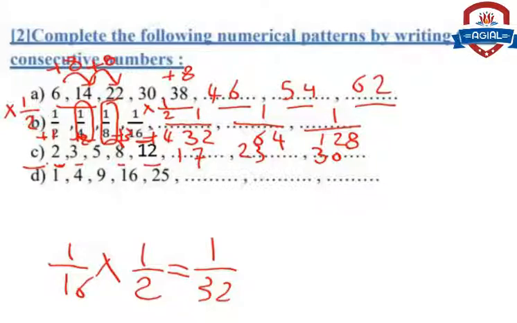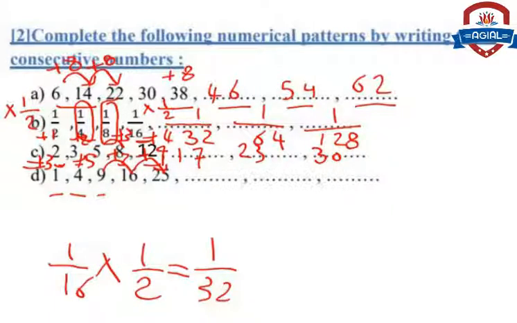Letter D, we have 1, then we have 4, then we have 9. So we add 3 to number 1. 1 plus 3 equals 4. And from 4 to 9, we add 5. And from 9 to 16 we add 7. And from 16 to 25 we add 9. So from the first number we add 3, then we add 5, then we add 7, then we add 9.